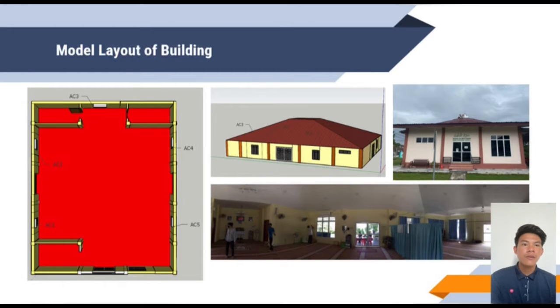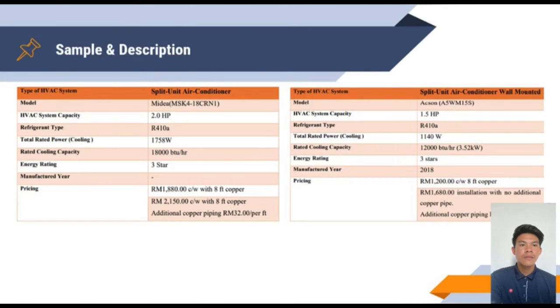Okay, this is the model layout of the building. We can see that the small mosque is not too big. The prayer hall is divided between men and women. For the split units, the 3 units of 2 horsepower are Media brand. The refrigerant type is R410A and the energy rating is 3 star. The 1.5 horsepower units are Acson, which use the same refrigerant R410A and also have 3 star energy rating.